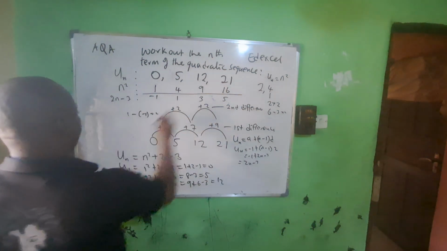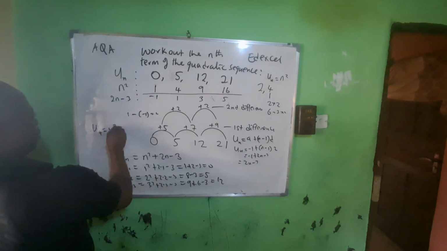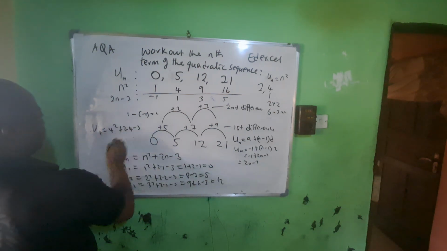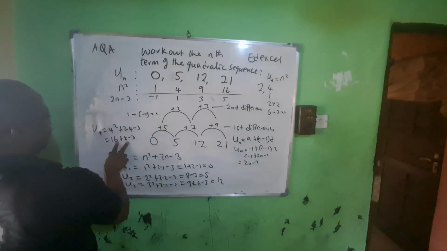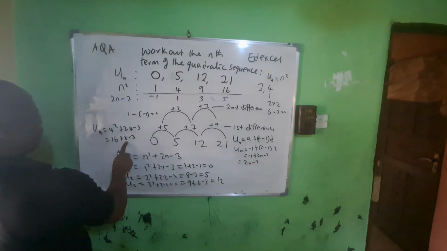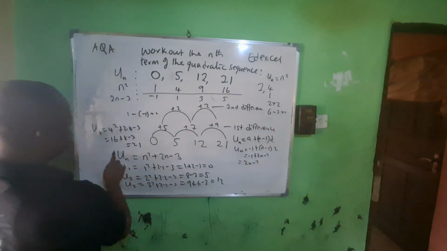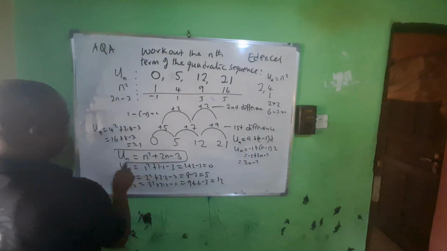And the fourth term is 4 squared plus 2 times 4 minus 3. 16 plus 8 minus 3. 16 plus 8 is 24, minus 3 is 21. So that's correct. So this is the nth term of the quadratic sequence.